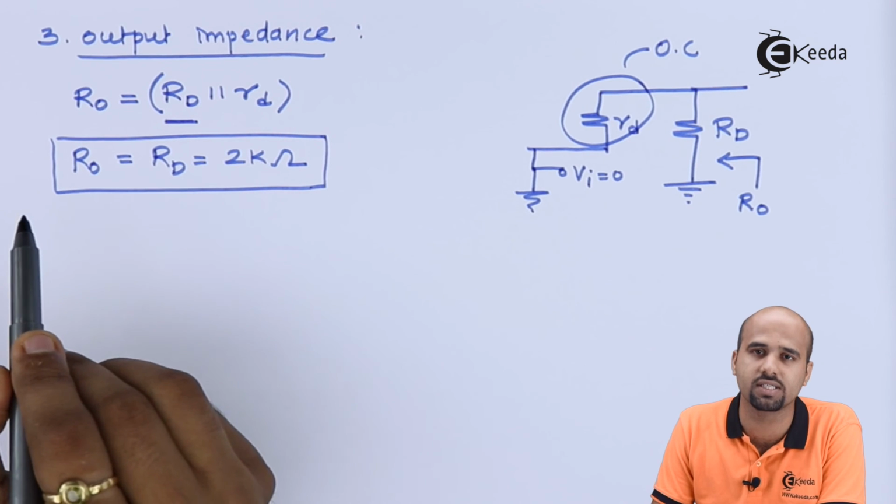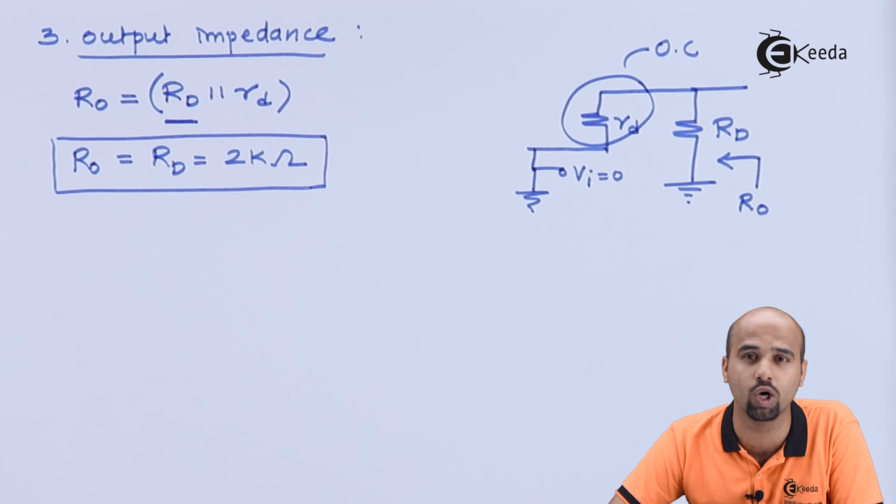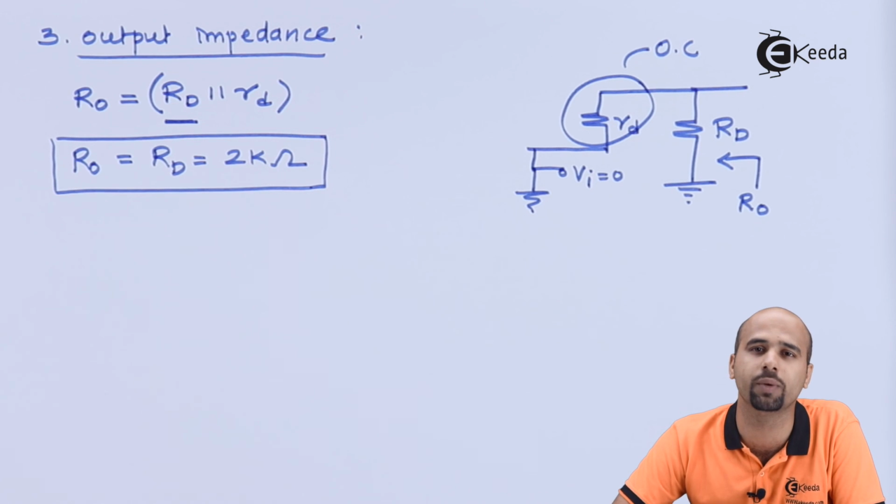So far we have discussed DC as well as AC analysis. Without DC analysis we cannot move further to find out all the parameters in AC analysis. So this is how we have performed numerical number 3, which is based on CG amplifier using FET.